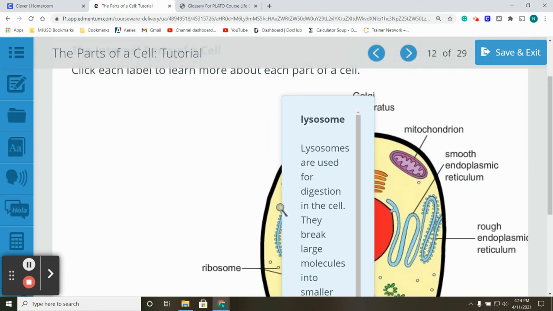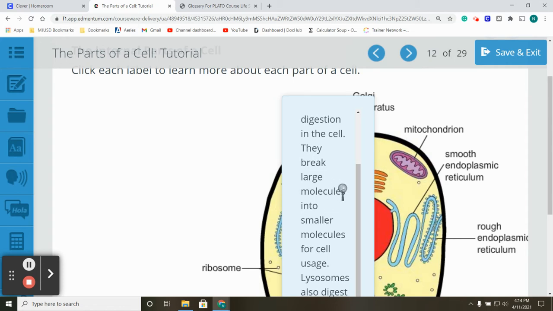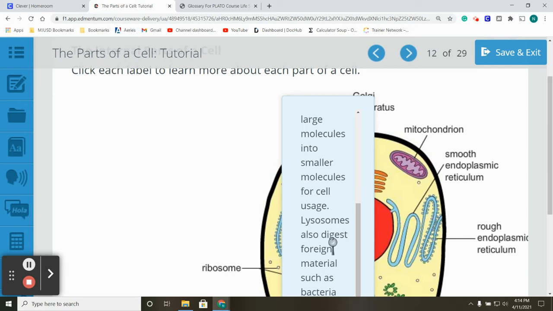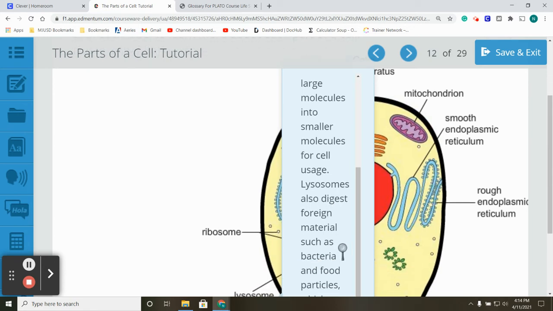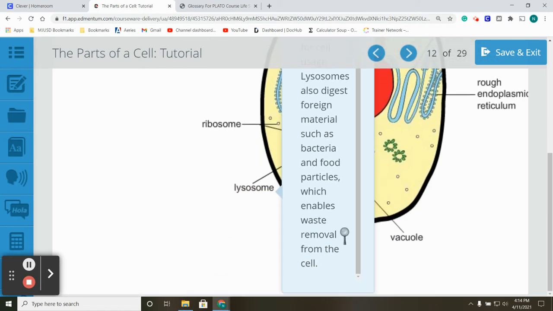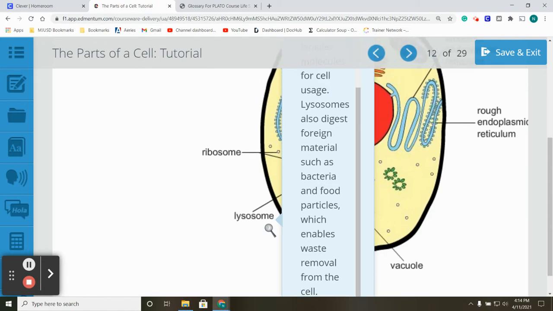Lysosomes. Lysosomes are used for digestion in the cell. They break large molecules into smaller molecules for cell usage. Lysosomes also digest foreign materials such as bacteria and food particles, which enables waste removal from the cell.